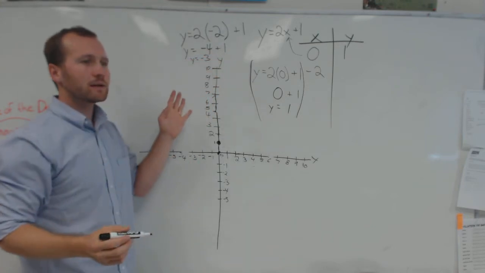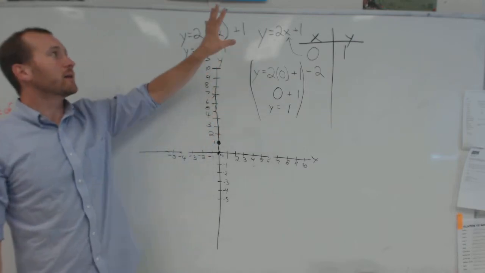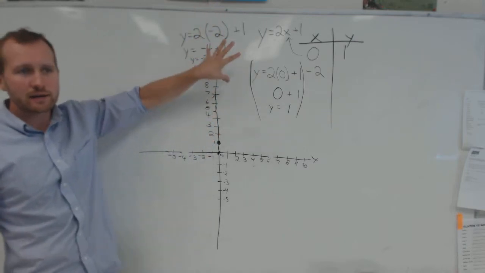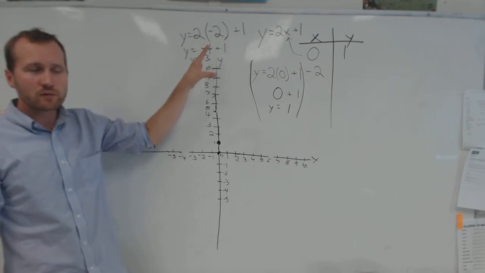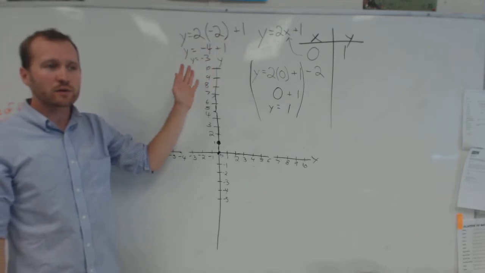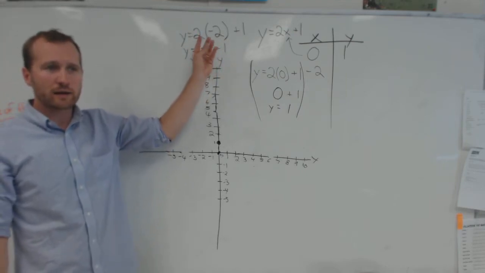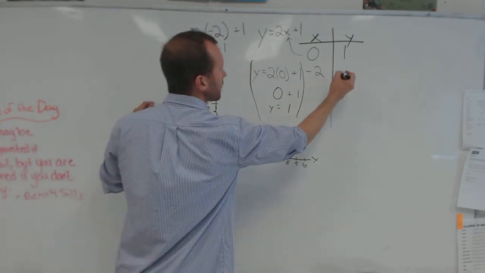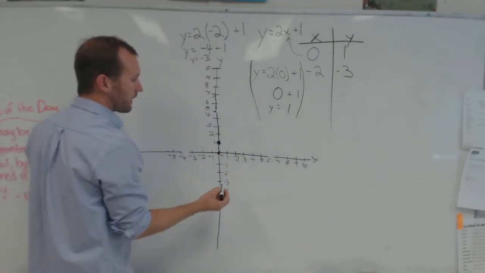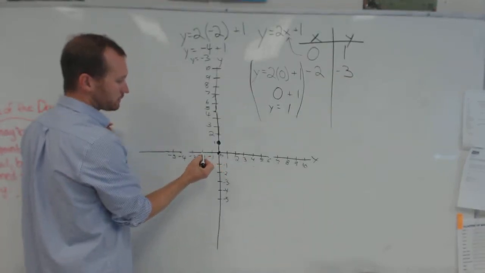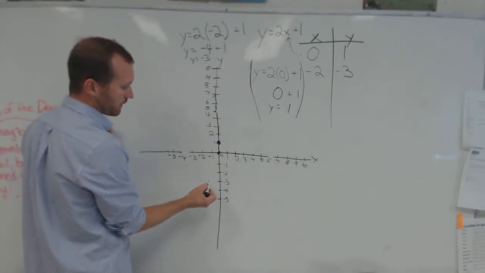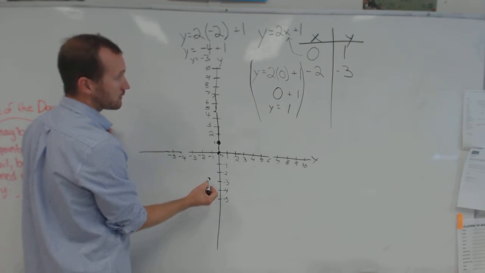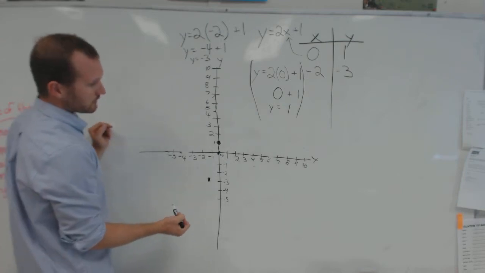So as you can see, this is combining multiplying integers and adding integers. Remember those rules about adding negative numbers. Remember those rules about multiplying negative numbers. Y is negative 3. So I'm going to write that over here, and then I'm going to plot it. 1, 2, 1, 2, 3. There's my point. Let's do one more.